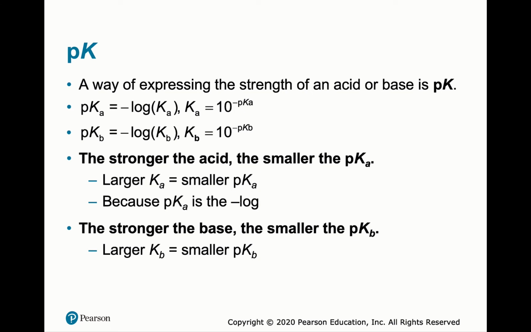And pK is the strength of the acid and the base. So rather than using the Ka, you can use the pKa. pKa is just the minus log of the Ka, and the pKb is the minus log of the Kb. Oftentimes, rather than looking up Ka values, you can look up pKa or pKb values. That's a very common way to find things.